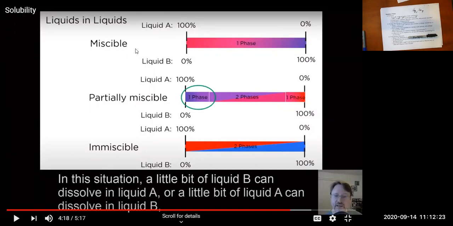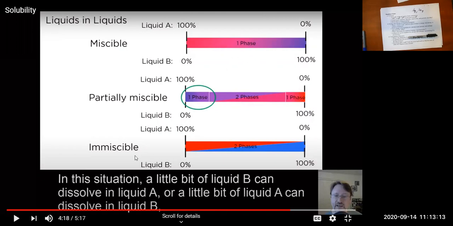The idea of miscible liquids is that they will mix together into a solution at any relative concentration. So in this diagram that I'm circling with my cursor, we have liquid A on top going from 100% down to 0%, and liquid B on the bottom going from 0% to 100%. I've colored liquid A red and liquid B blue. For miscible liquids, we see a gradual transition from red to blue as we go across, because we can mix these at any ratio we want, and it forms a single phase.